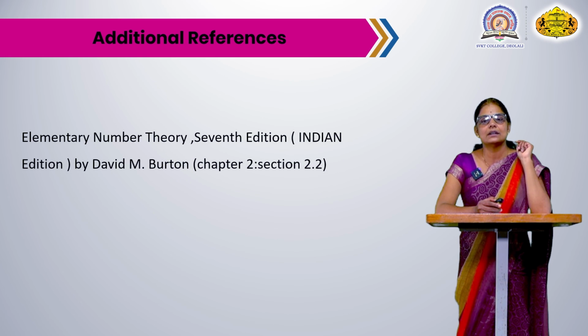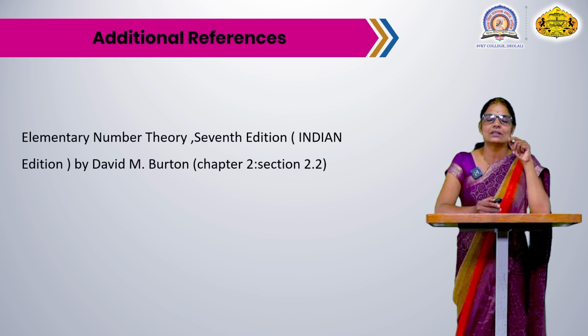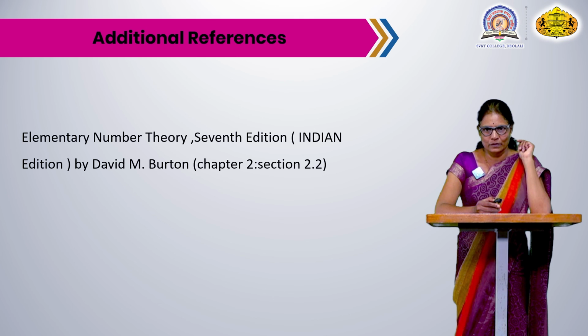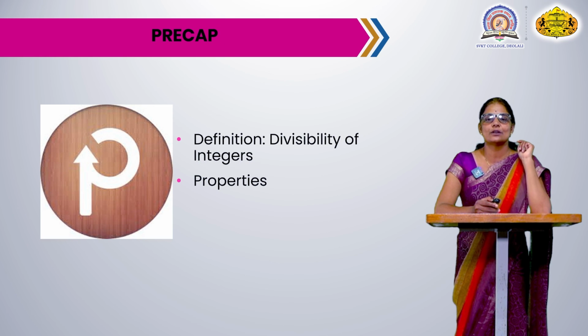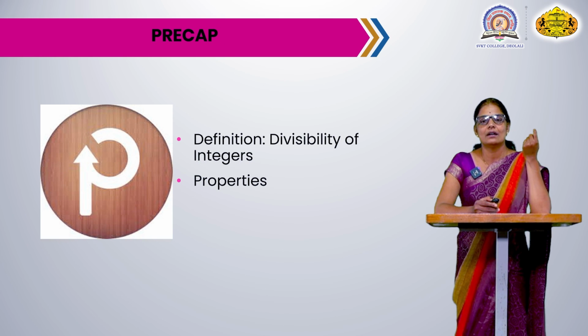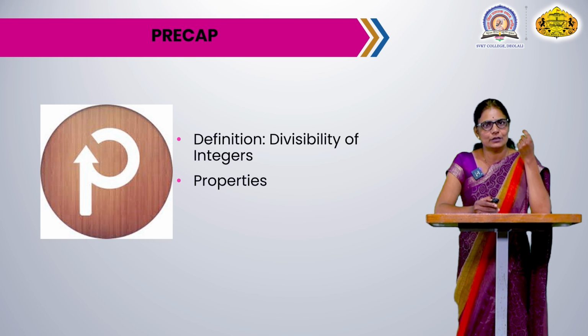This is a reference for your study, Elementary Number Theory, 7th edition by David Burton. See the chapter 2 and section 2.2. Additional examples are also given. So solve this example as a homework. In the next lecture, we are going to study divisibility of integers, its properties and some examples related to it.